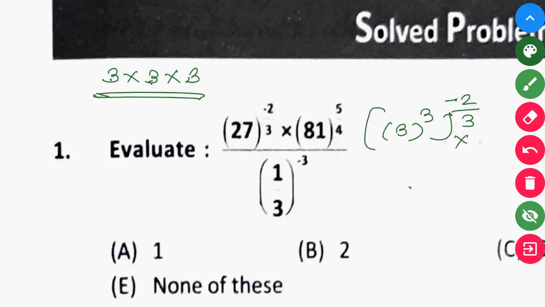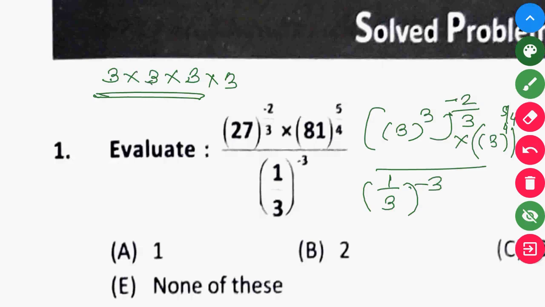Now again 81 is the 4th power of 3. So 3, if we multiply 4 times, we get the answer 81. So 3's power 4 times is equal to 81. So again 5 by 4 is the power of 81, and 1 by 3 upon minus 3. Now this whole equation will change. This 1 by 3 upon 3 will go to the numerator side, and this will come to the denominator side. But before that, we'll simplify it in a better way.